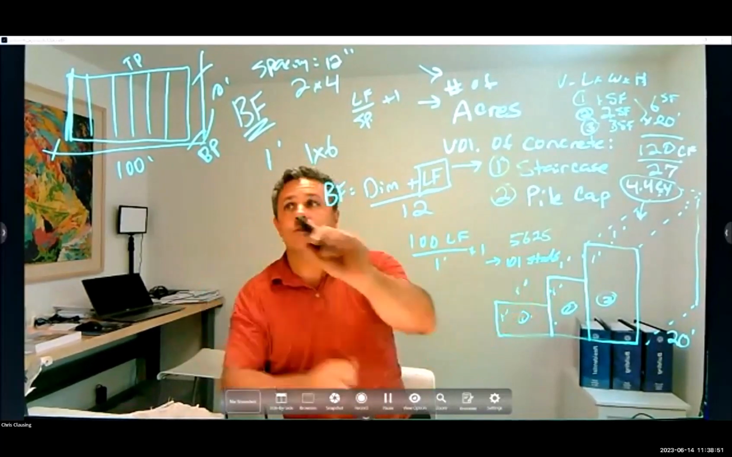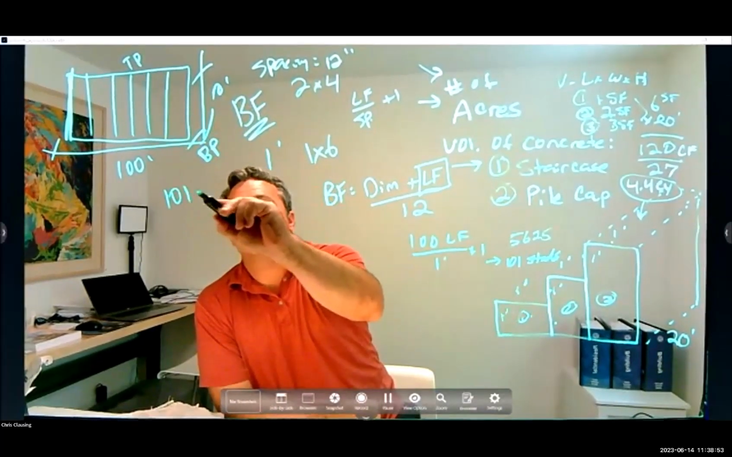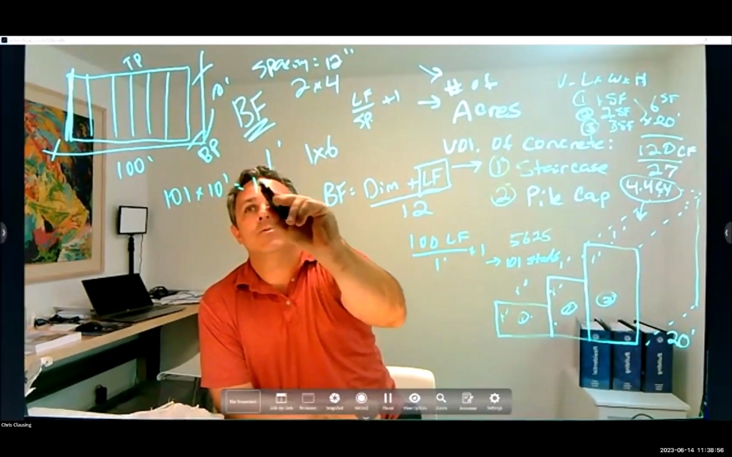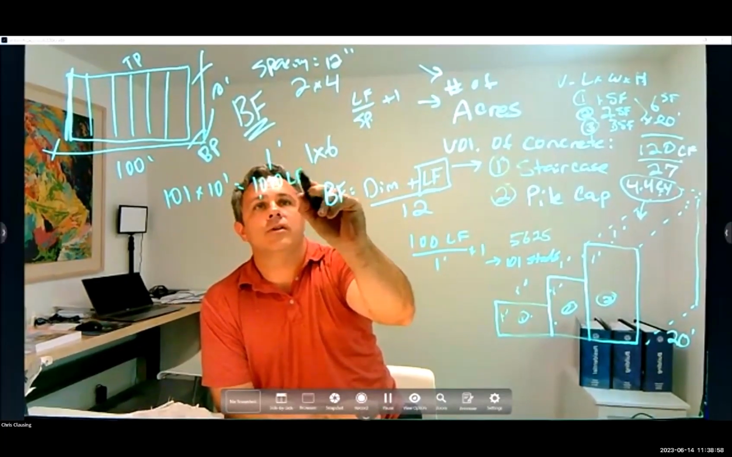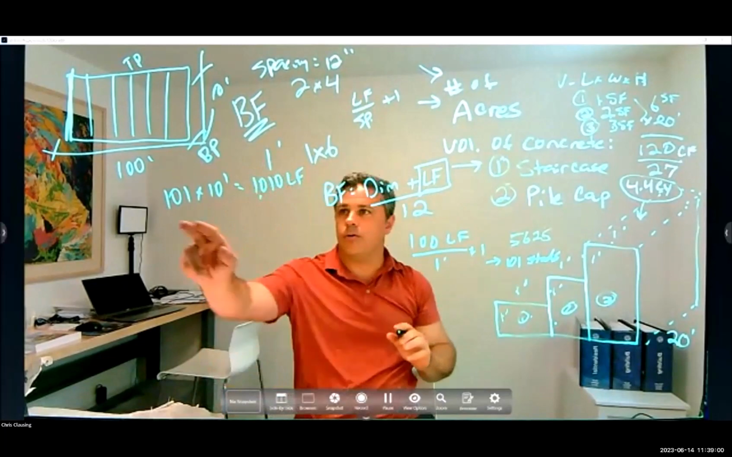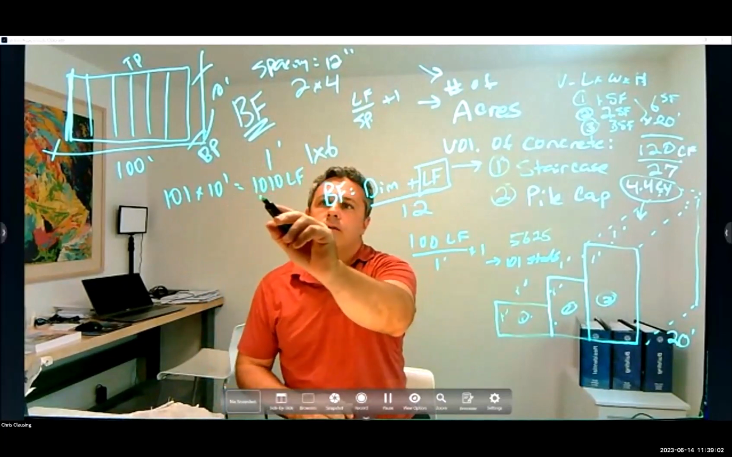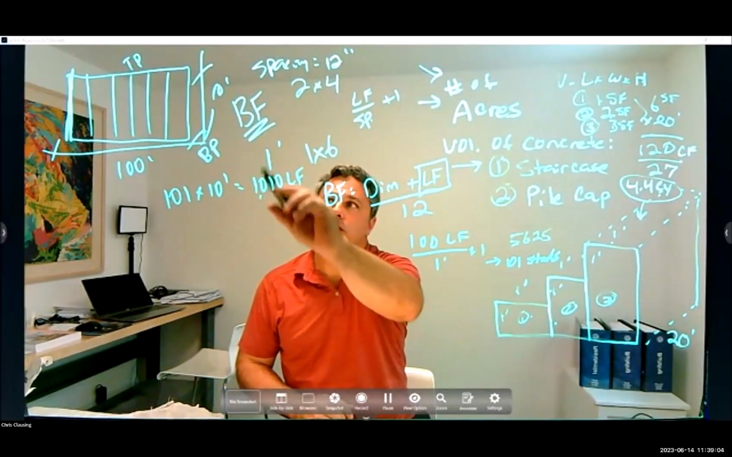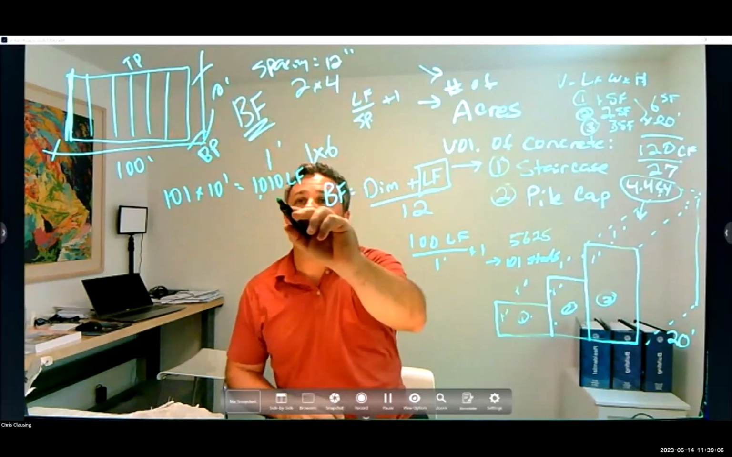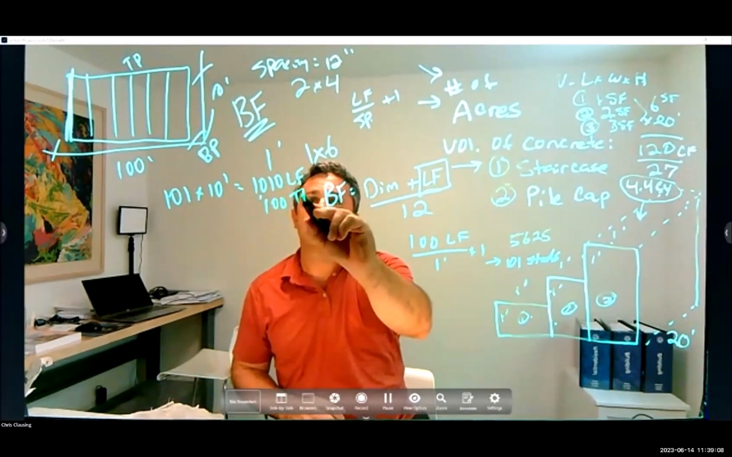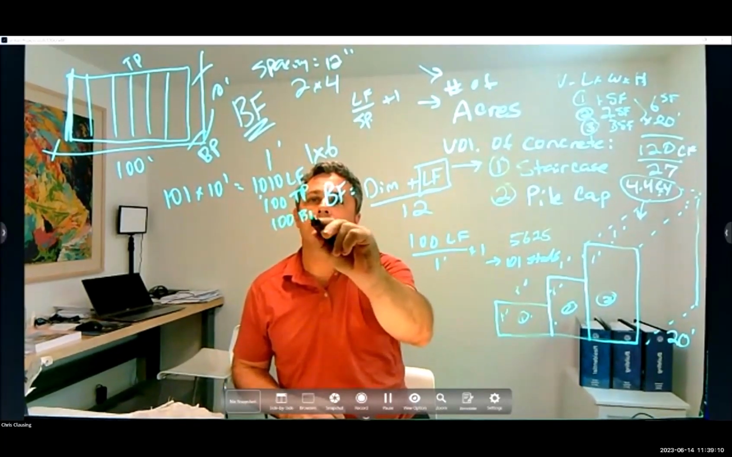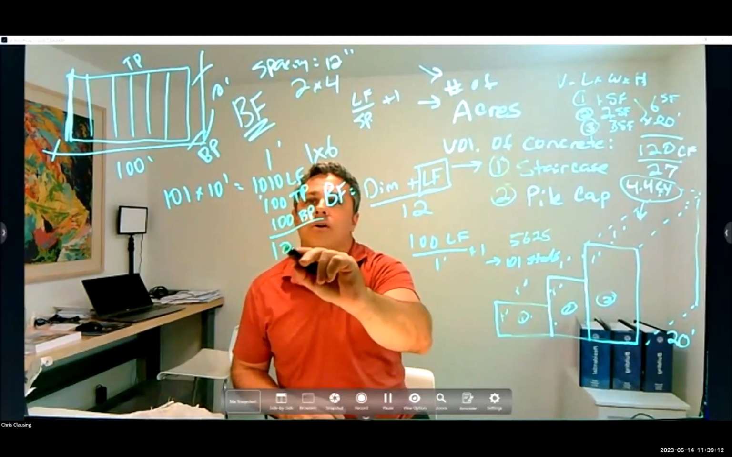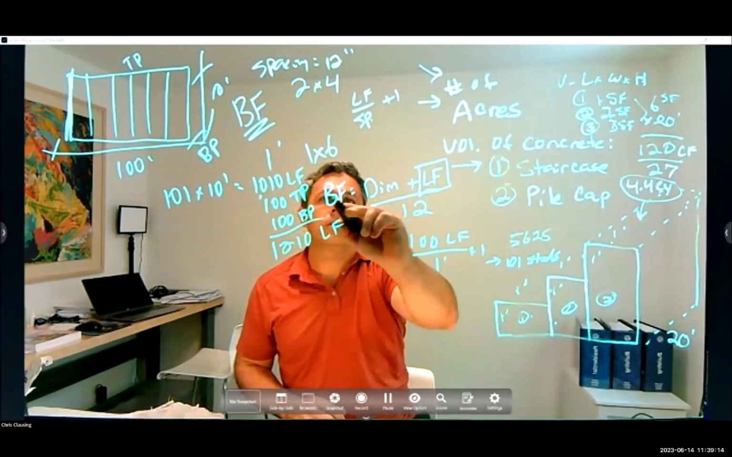So if I have 101 studs, and I know this is 10 feet, 101 times 10 feet equals 1010 lineal feet. So that kind of did the hardest part already. I know I have 1010 lineal feet of stud, and then I've got a top plate of 100 and a bottom plate of 100. So I've got 1210 lineal feet.